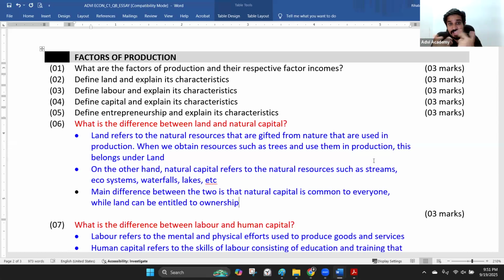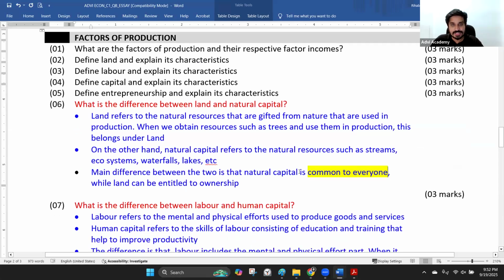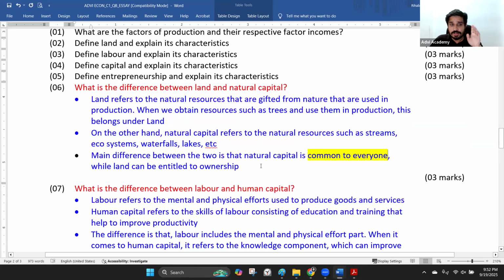But if you take Sinharaja, that is also nature. But can you go and cut Sinharaja? No, you can't. Because if you cut, the government will come after you. Those are what we call natural capital because it's common to everyone. This part, that it is common to everyone, has to be written in your answer. Natural capital is common to everyone, like the ecosystems, the streams, the rivers, Sinharaja forest and things like that. These are common to everyone.